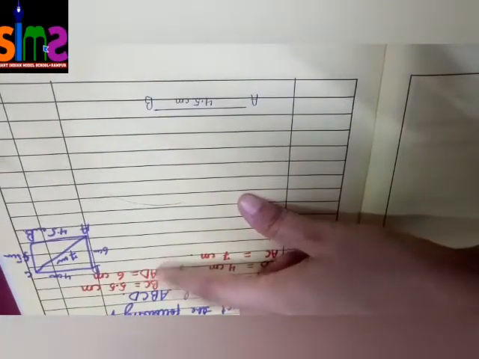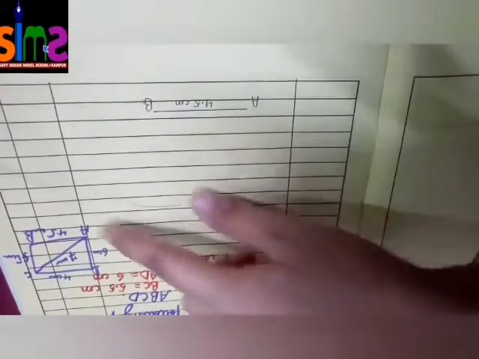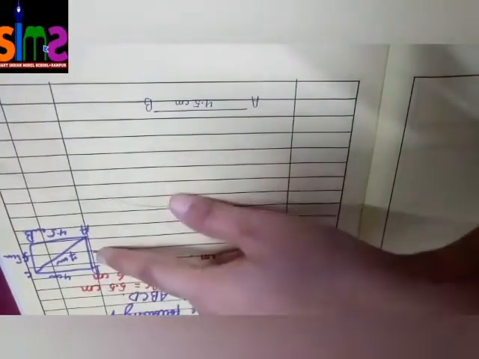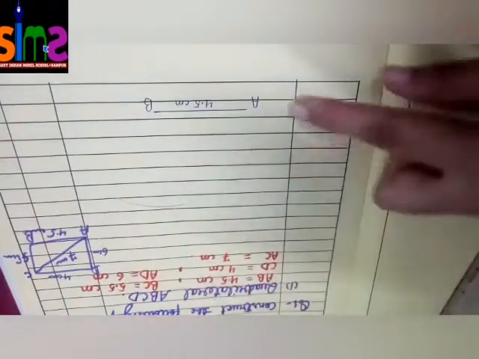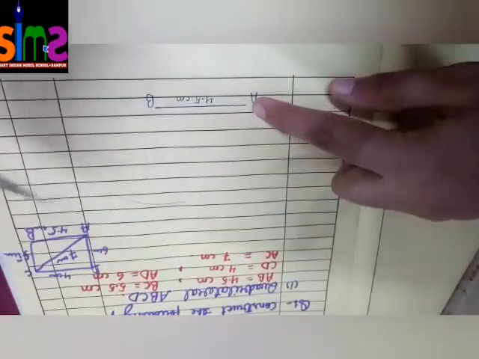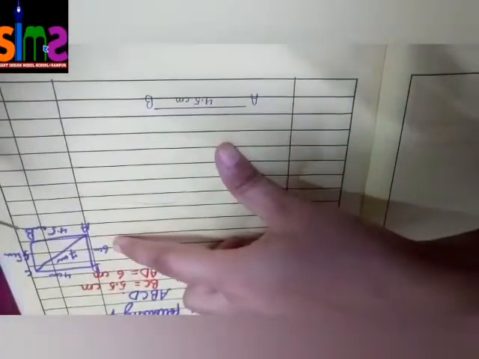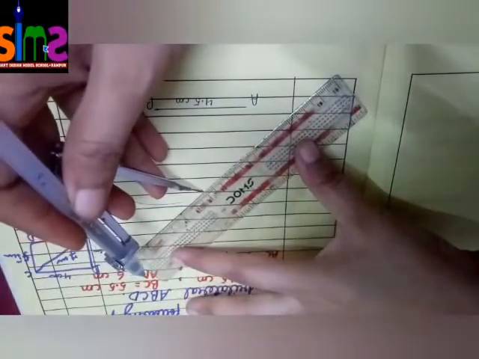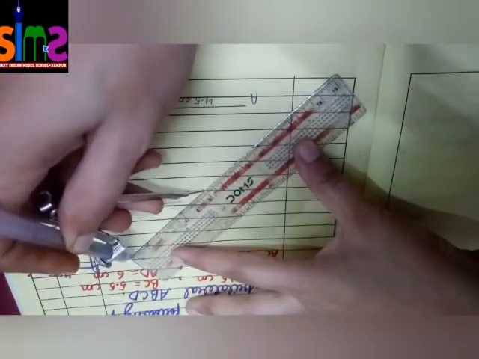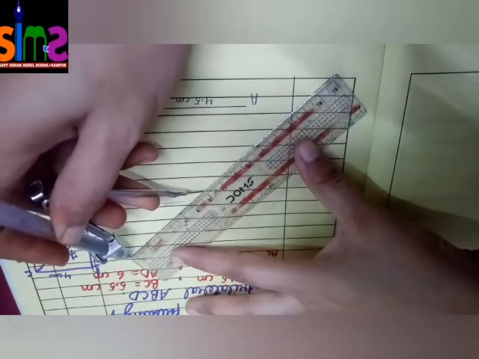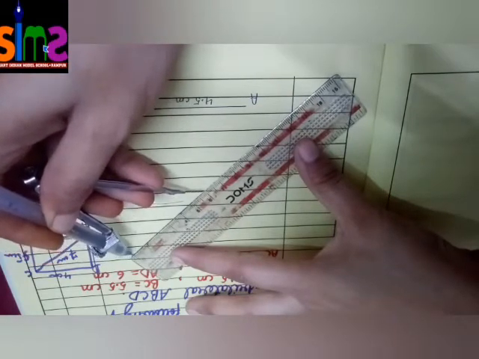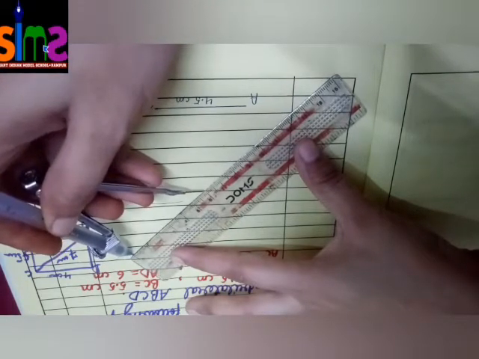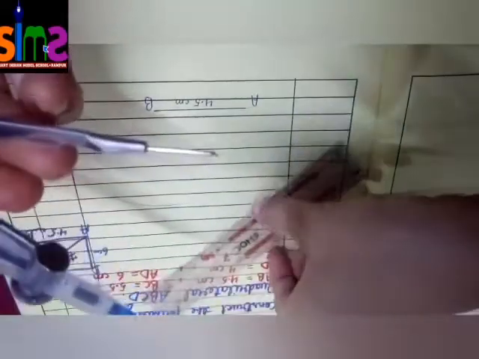Now AD. AD contains point A, and AD is this one line. So we can mark an arc of AD with the help of the compass at a measurement of 6 centimeter. Now we will measure 6 centimeter in the compass with the help of the scale. We have measured 6 centimeter in the compass.